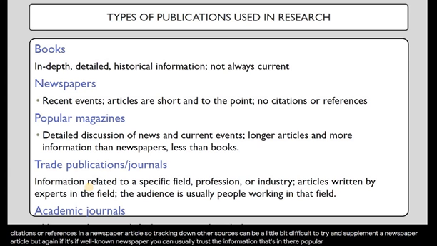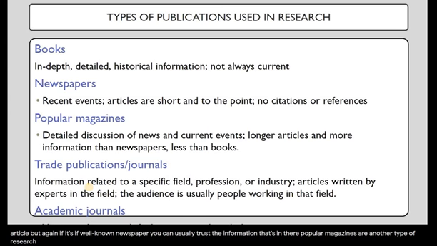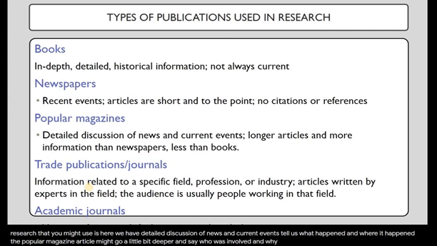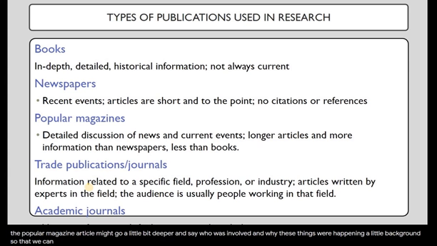Popular magazines are another type of research that you might use. Here we have detailed discussion of news and current events, where the newspaper might just tell us what happened and where it happened. The popular magazine article might go a little bit deeper and say who was involved and why these things were happening, a little background, so that we can understand events more clearly and more fully. These are longer articles. There's more information than in a newspaper, but of course less than a book.